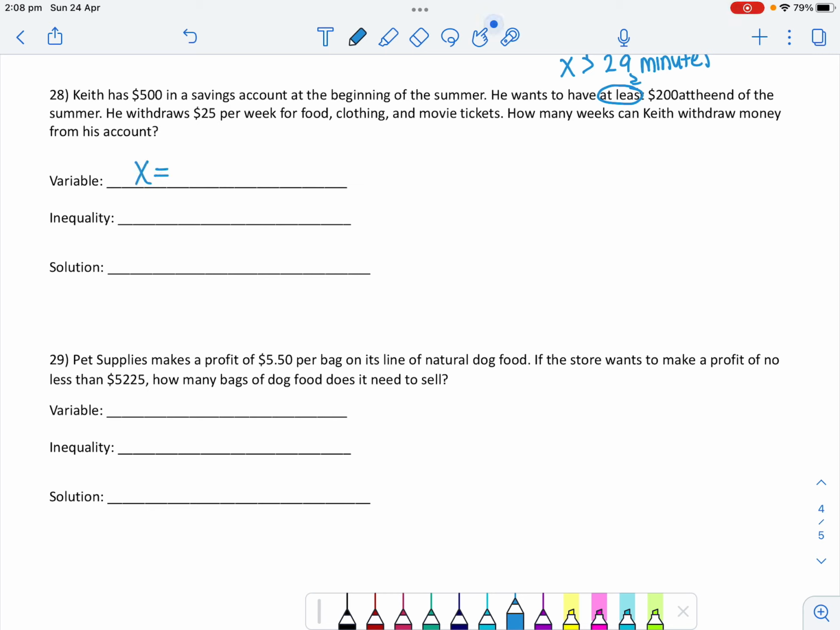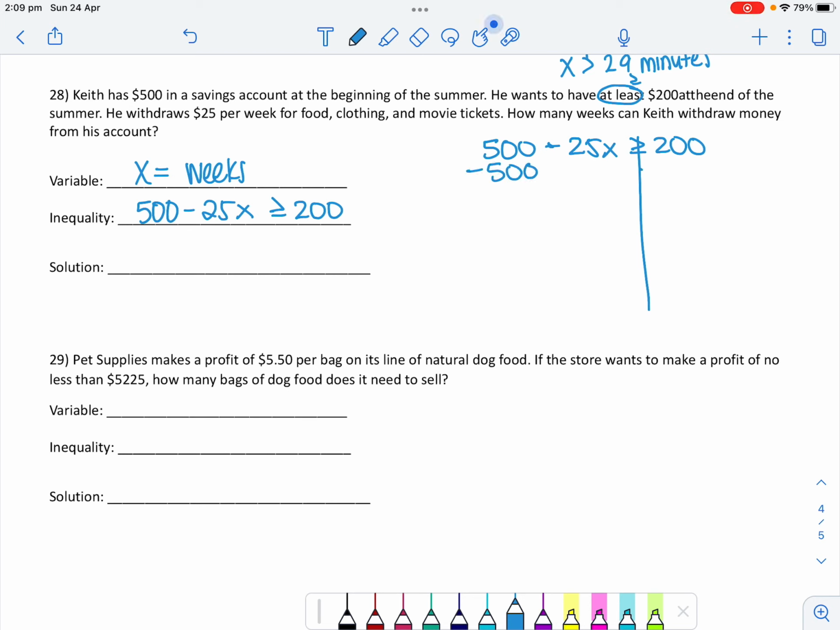So X is going to be the weeks. And he's got $500 currently, and he's taking out $25 per week, and he wants to have at least $200 left by the end of summer. So 500 minus 25x is greater than or equal to 200. So minus 500. So negative 25x is greater than or equal to negative 300.